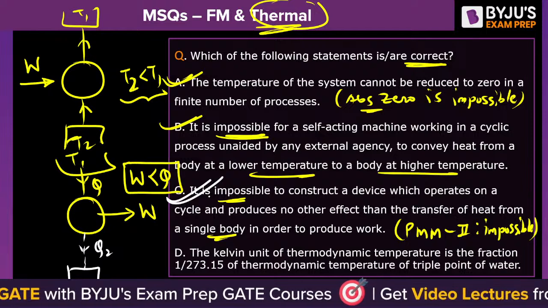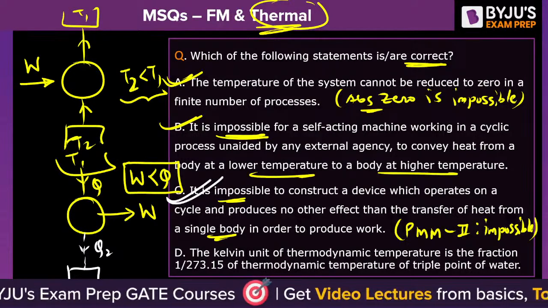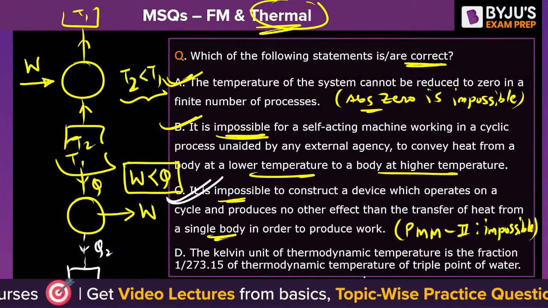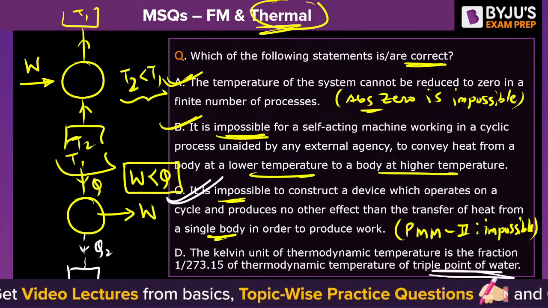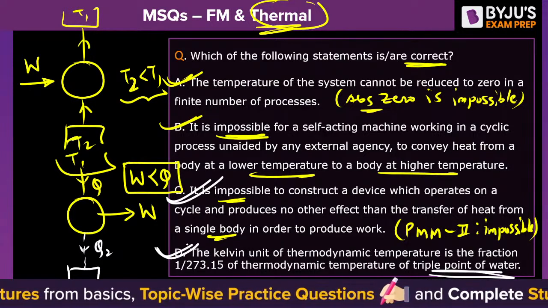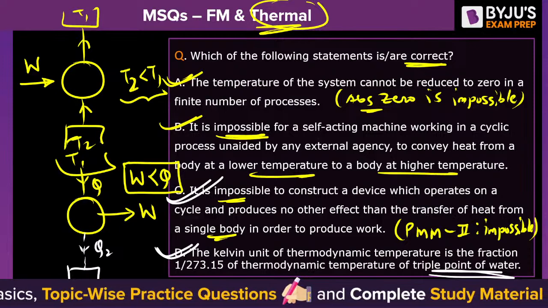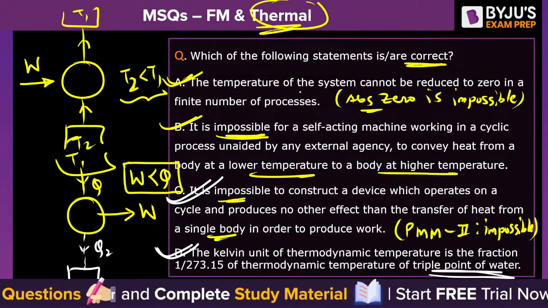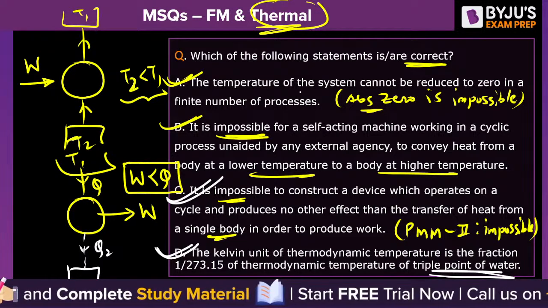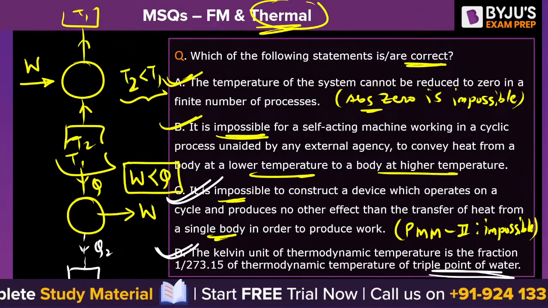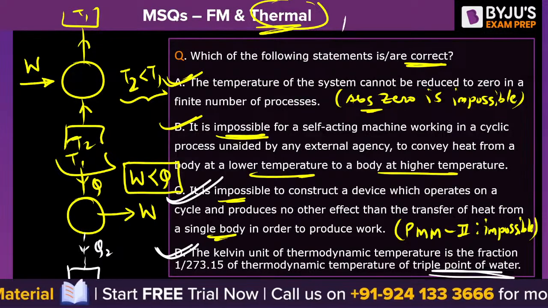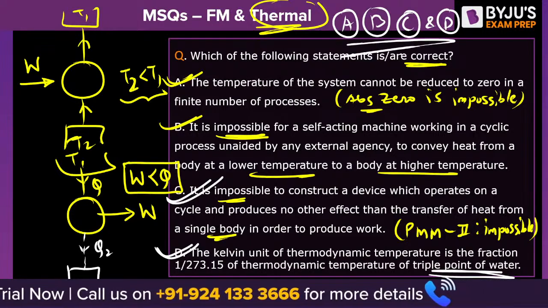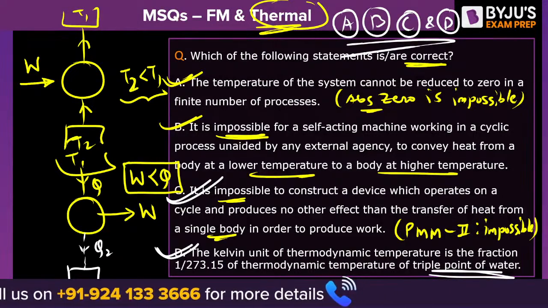PMM2 is impossible. The Kelvin unit of thermodynamic temperature is the fraction 1 by 273.15 of the thermodynamic temperature of the triple point of water. That is the definition of 1 Kelvin, the universally accepted definition. So 1 Kelvin is defined as 1 by 273.15 of the triple point of water. So A, B, C and D all are correct in this given question. All of them are correct.